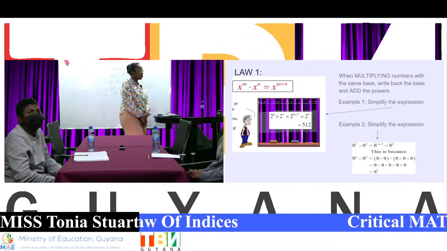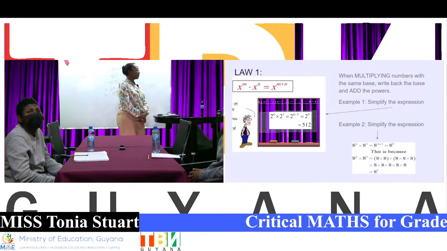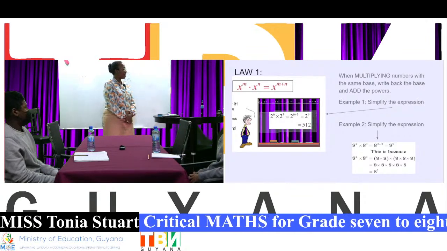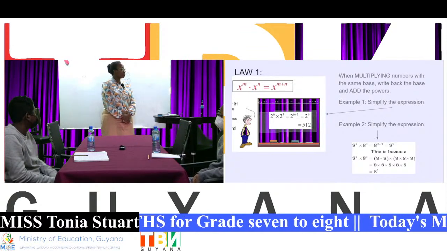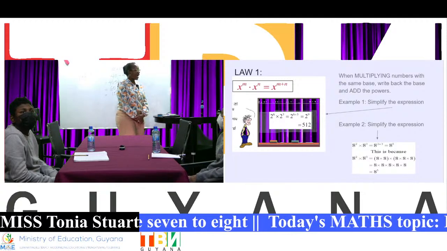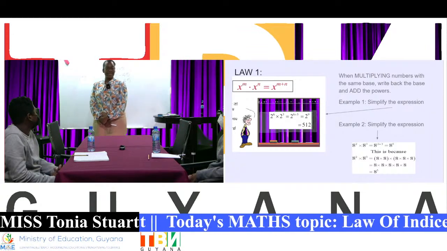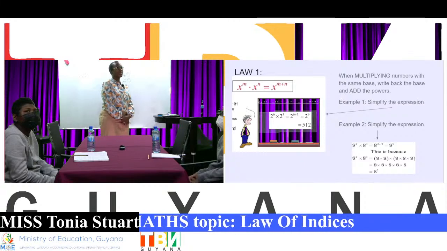Multiply, remember I told you earlier that the dot can mean multiply. Multiply by x to the nth power. So we have the same bases and we have different powers. It doesn't matter the power. So what we do, we use the same base and we add the powers. So you would have m plus n. Agree? Good. So let's look at the example.